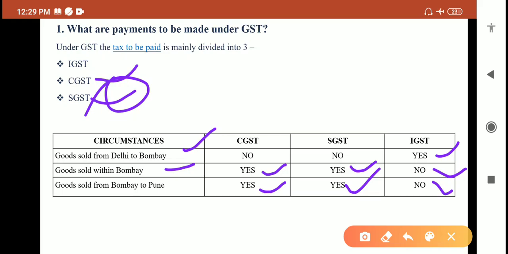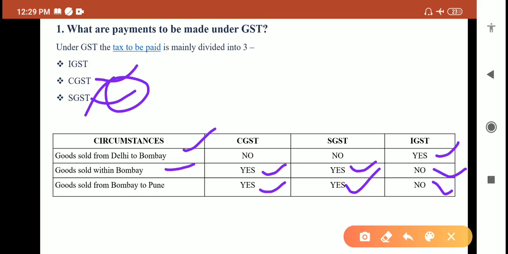IGST will be applicable on any supply of goods and services, in both cases of import into India and export from India. The tax will be shared between the central and state government. In certain cases, if exports are zero rated, then there is no split into state and central government.